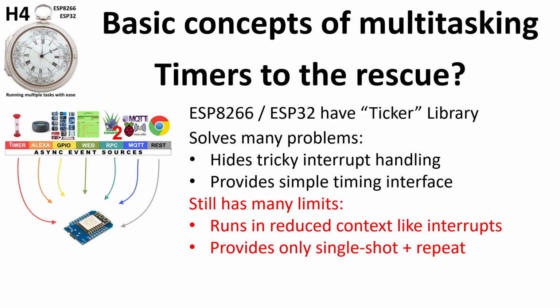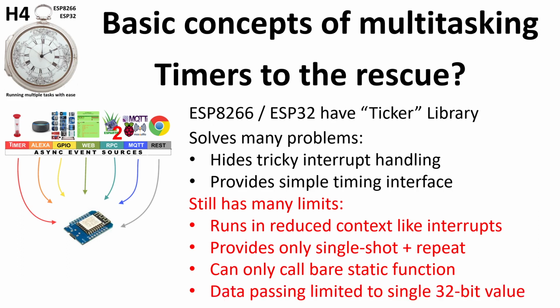And the only function that it can call when that timer happens is what's called a bare static function. If you don't know what that means yet, don't worry. You've probably been writing them all of your C career. It's just a kind of ordinary function, nothing fancy. It can pass data to that function, but that's limited to a single 32-bit value.